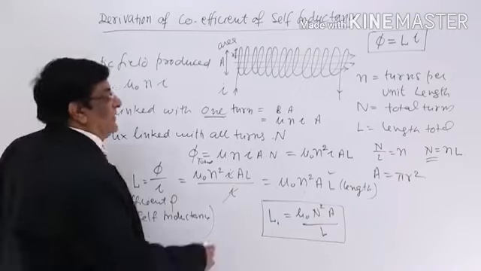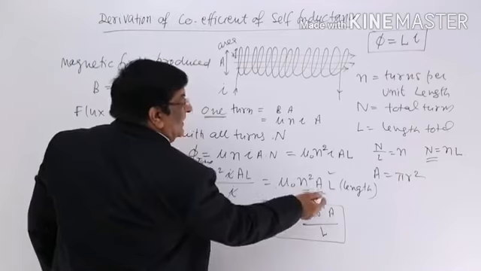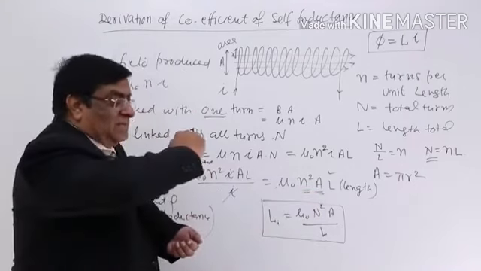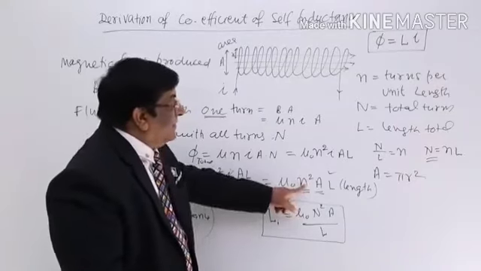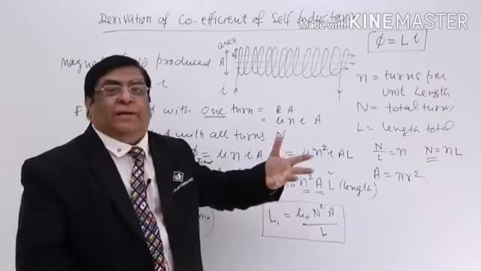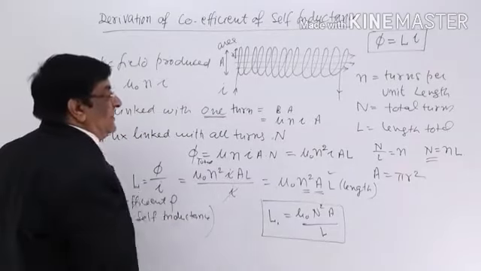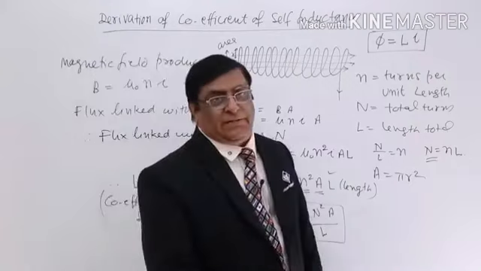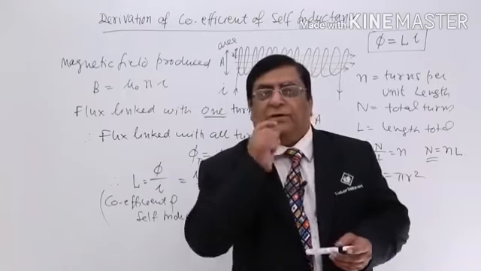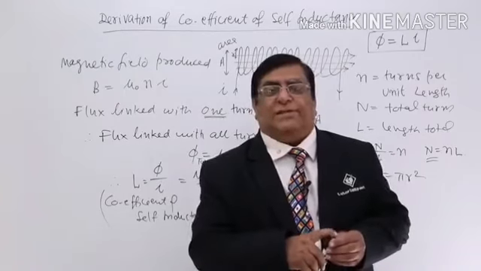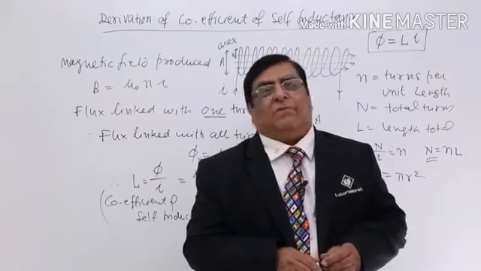So self inductance mainly depends upon what? Turn density and area. Larger is the coil, more is the self inductance, and if the number density is doubled, the self inductance increases 4 times. So this is the importance of it, and you should remember this is the formula for self inductance. In the next lecture we will have a similar formula, which is more useful than this, and that is mutual inductance. So that we will do in the next lecture.